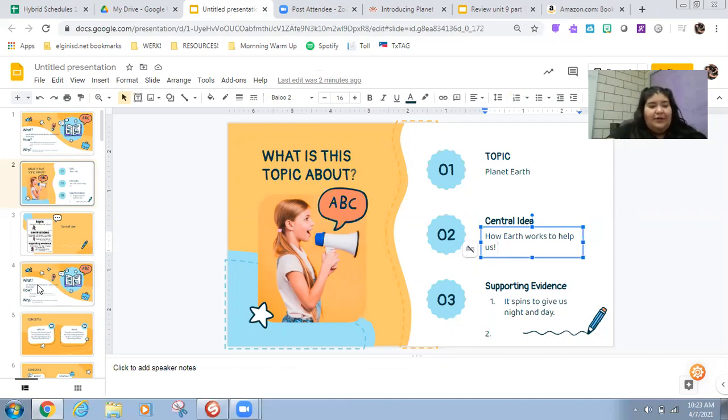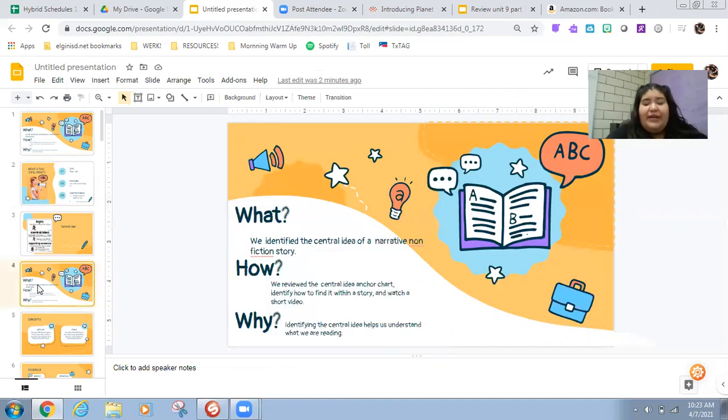All right, so what did we do today? We identified the central idea of a narrative nonfiction story. We reviewed the central idea through an anchor chart and through this video. And why did we do this? Because identifying the central idea helps us understand what we are reading.